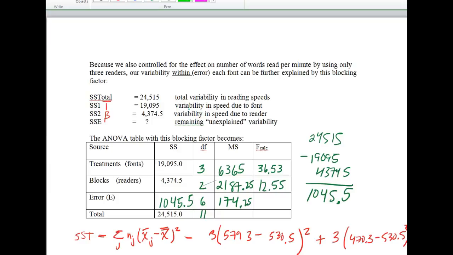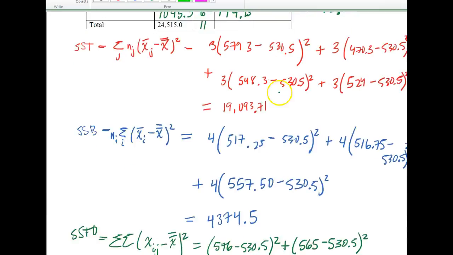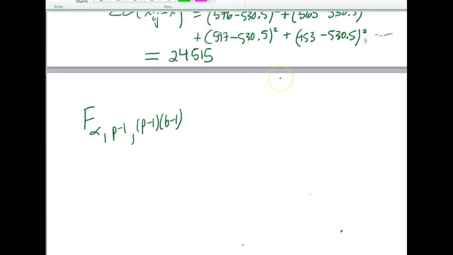If you are looking in your packet, look at the page on the randomized block. The P minus 1 times B minus 1 is the degrees of freedom for the unexplainable error, so the degrees of freedom for the SSE, or the degrees of freedom for the error. We'll just say DFE. And the P minus 1 is the degrees of freedom for the treatment.